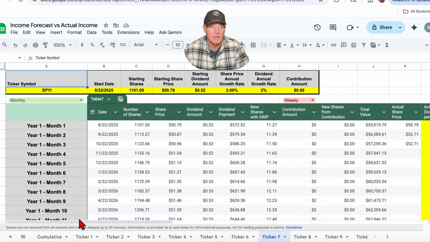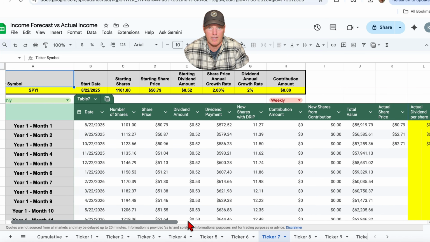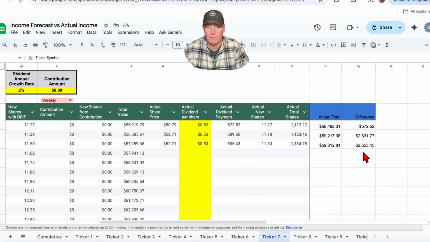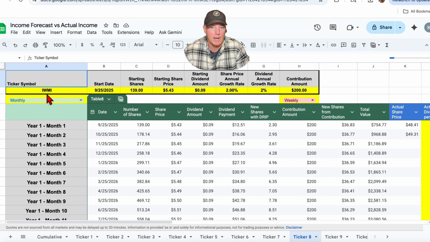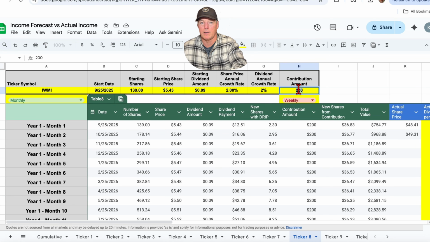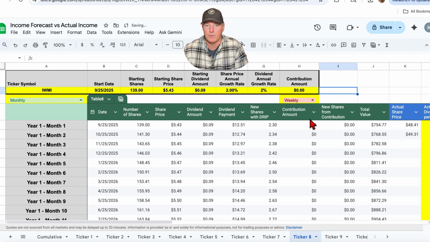Here we have SPYI. I just showed you that. You can see again 2,500 from the forecast. And we can go over here to IWMI. This one, we're going to fix that. We're not making any contributions to that one. Zero that out. See how it changed all that automatically.